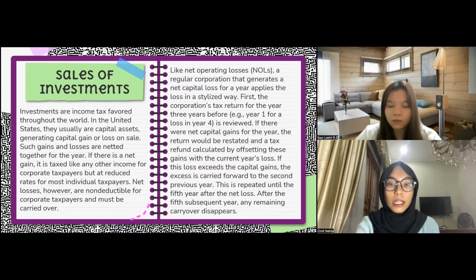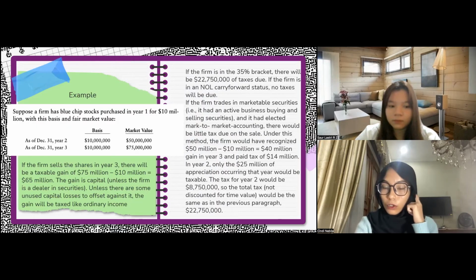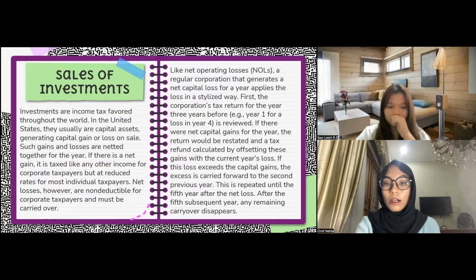If this loss exceeds the capital gains, the excess is carried forward to the second previous year. And then this is repeated until the fifth year after the net loss. After the fifth subsequent year, any remaining carryover will disappear. Otherwise, the same tax management principles of timing and negotiation that apply to operating assets also apply to investments.